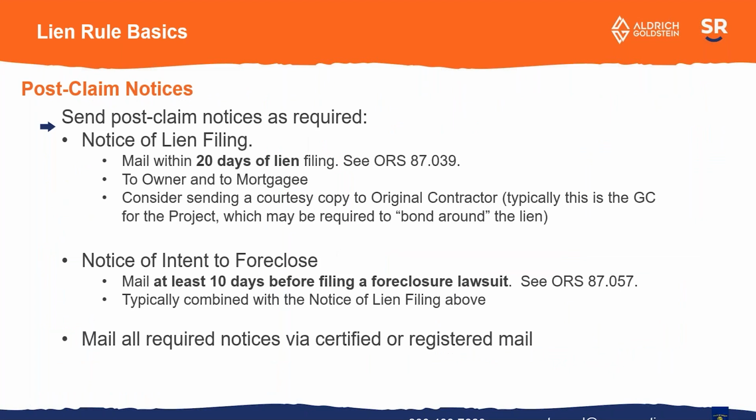After you file the lien claim, after it's recorded with the county, you have to send a notice of lien filing. In Oregon, it needs to be sent within 20 days. And that's usually combined with what's called a notice of intent to foreclose. That means you intend to file a lawsuit over the lien. That notice of intent to foreclose needs to be sent 10 days before you file a foreclosure or lawsuit. Easiest thing to do is put them both in one letter and send that within 20 days of filing the lien. Then you can file the foreclosure lawsuit anytime, as long as 10 days have gone by, anytime after that, and you're covered.